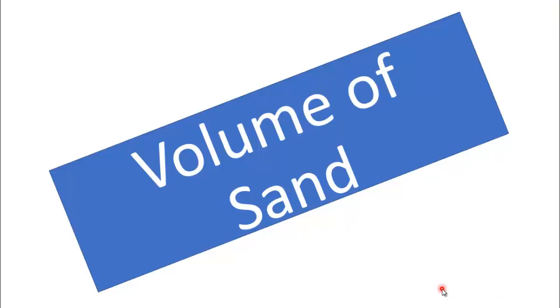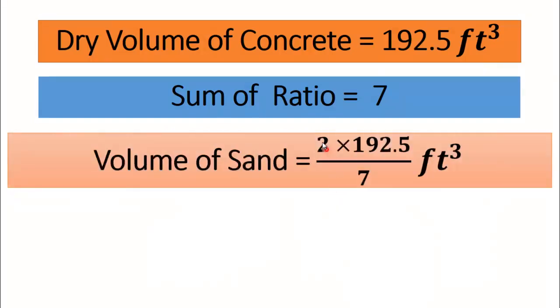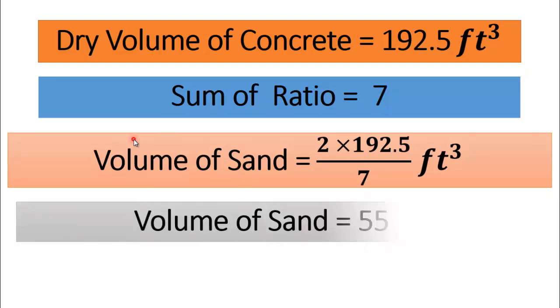Now we will find the volume of fine aggregate or sand. We will use the same method used for calculation of cement quantity, but we will just change the content of cement, which was 1, and here the sand ratio is 2. Here this 2 represents the content of sand in the ratio, multiplied by 192.5, which is the total volume, divided by sum of ratio, which is 7. So after simple calculation, we will get volume of sand is 55 cubic feet.